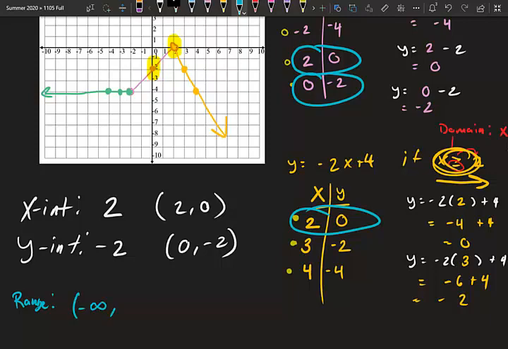-infinity. And then you go to the biggest y, because it's like a frowny face, right? It's going down. It's a weird frowny face, but it's still going down. So then you go to the highest y, which is 0. And that's the point right there. Since it's a closed circle, it's a bracket.